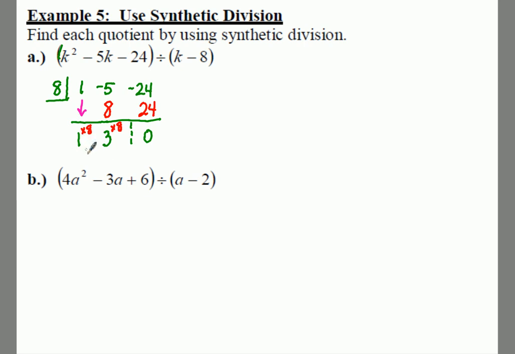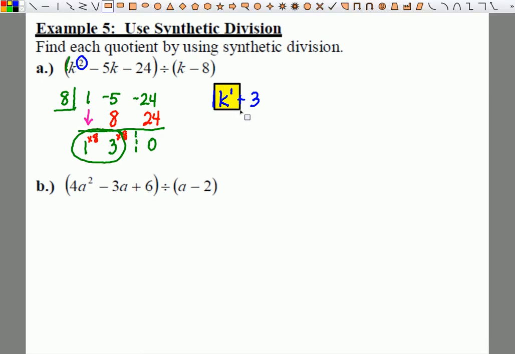This is going to be a 1k, is what you're going to get, plus 3. So you get a k plus 3 because this is a 1. You have your k to the first because that 1 is 1 less than what you started with, plus 3. That's a positive 3 because there's no negative sign. So then this ends up giving you your solution, k plus 3.